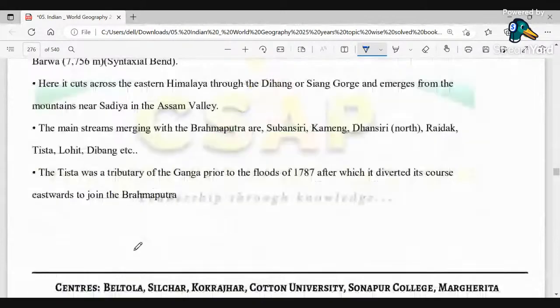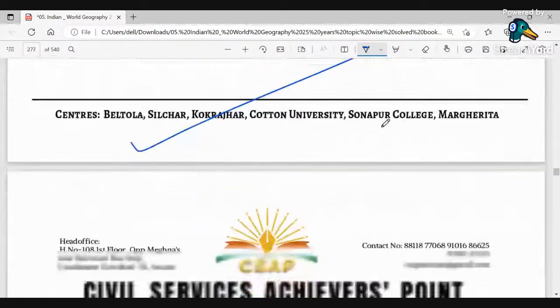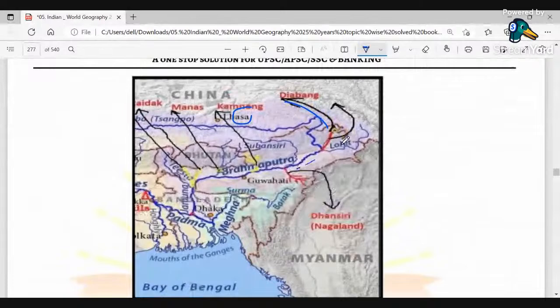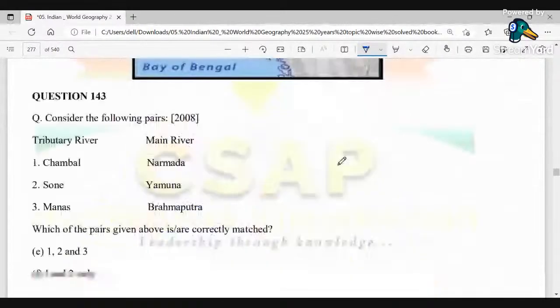Okay. So you can find all the explanation of our part in this respective river. So you can see this is the Dibang, this is the Kameng. Okay. So all these rivers, this is the Lohit over here. So all are basically tributaries of the river Brahmaputra.